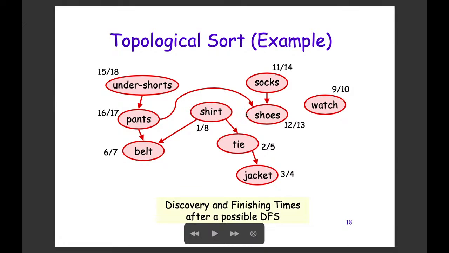And then the second case is, for instance, another type of arrow, like this one. From pants to shoes, it is another type of arrow. So here, what does that mean?